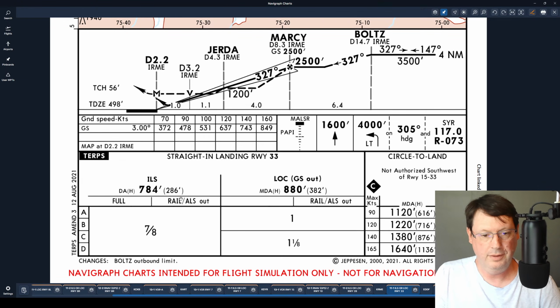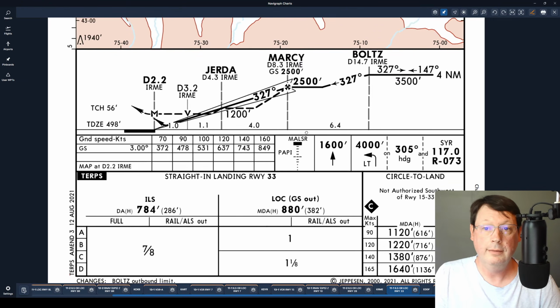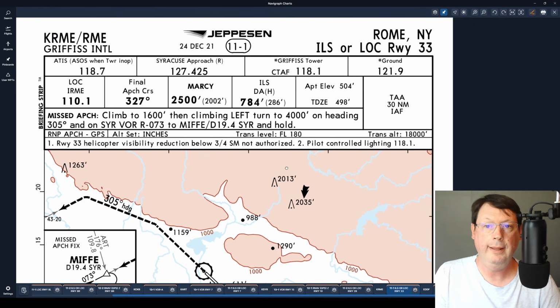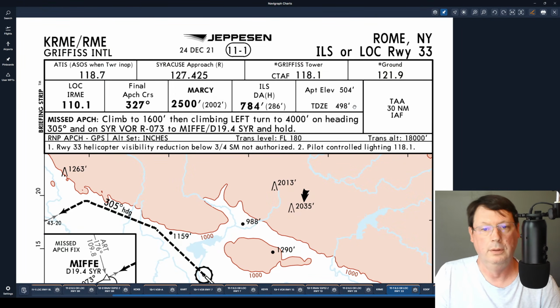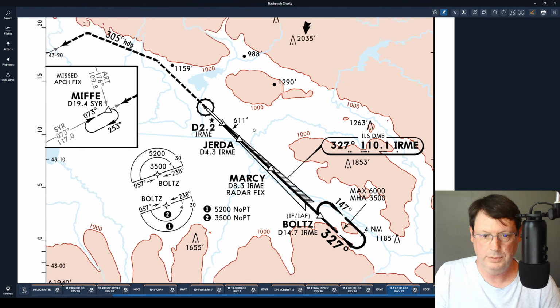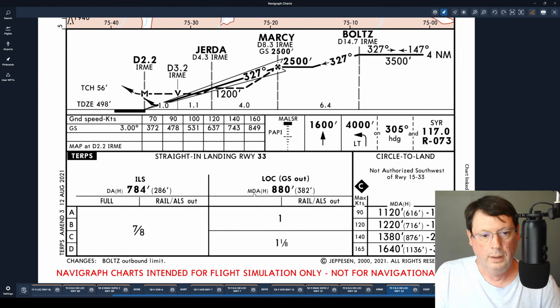This number in parentheses right here, the 286, is the height above ground level, right? So you would see 784 feet in your altimeter, but you're actually 286 feet above the ground. And the reason is, remember this 498, the touchdown zone elevation? 498 plus 286 is 784. This all makes sense. It's all logical once you kind of get the idea.